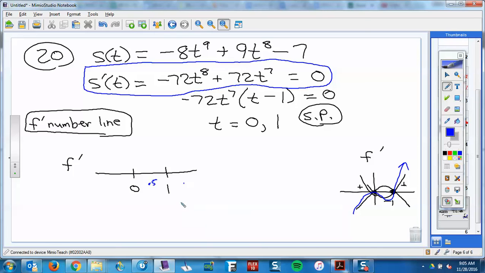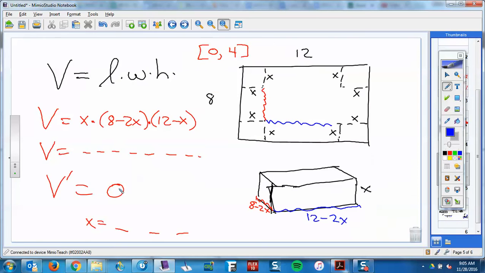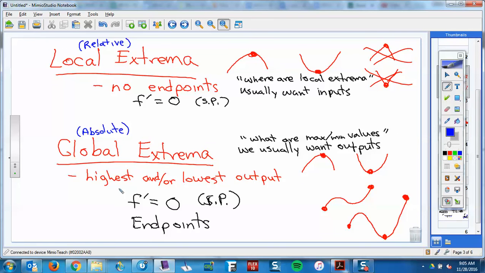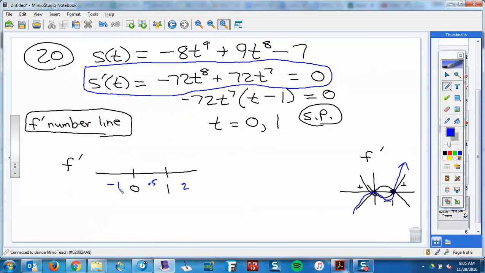Well, this is no calculator. So do we really want to put in 1.5? Wouldn't 2 be a lot better? Wouldn't -1 be a lot better here? Do you notice they didn't give you any endpoints here? We don't care about endpoints, right? Local max and mins do not happen at endpoints, right? We're not going to even care about endpoints for local max min, okay?